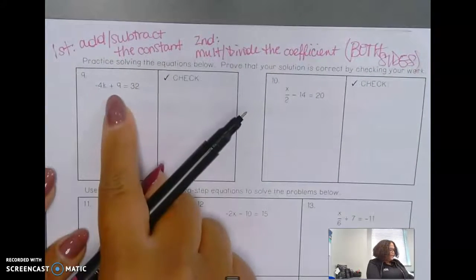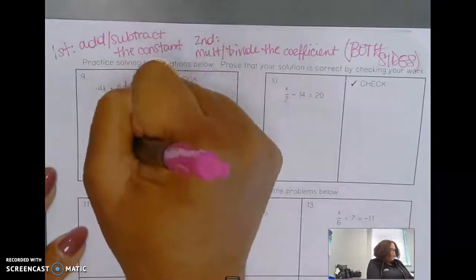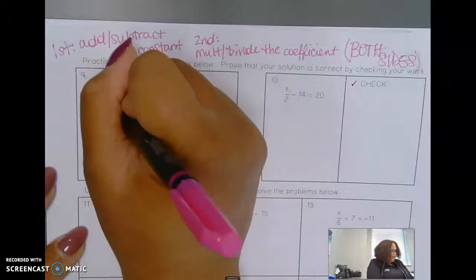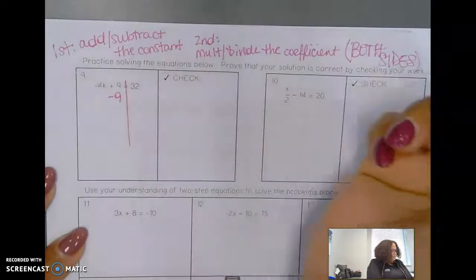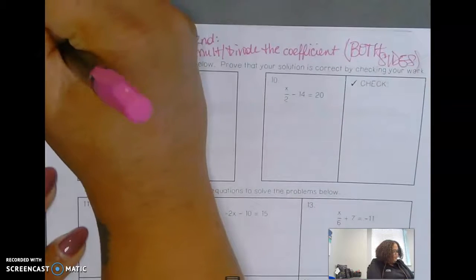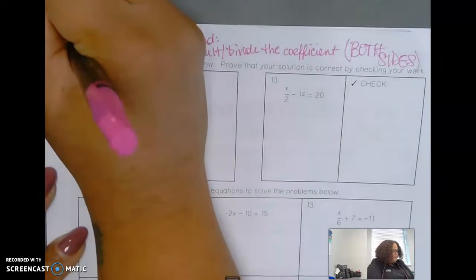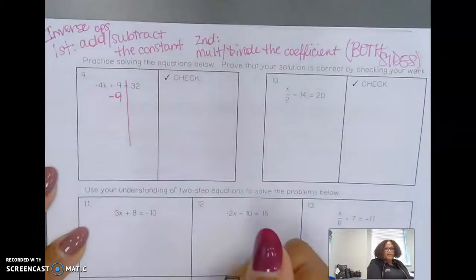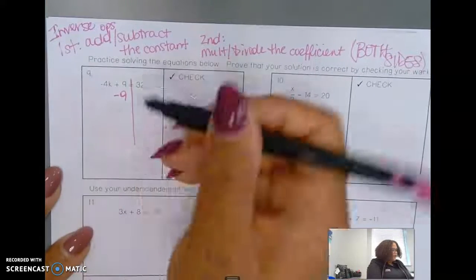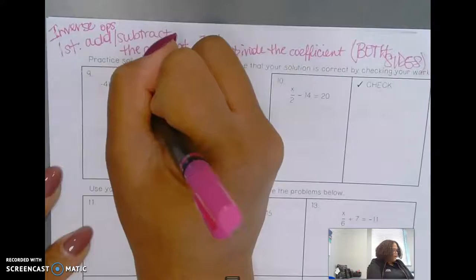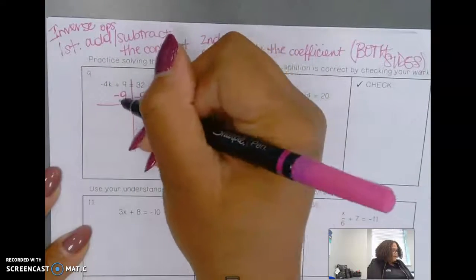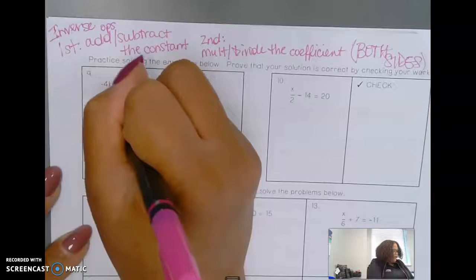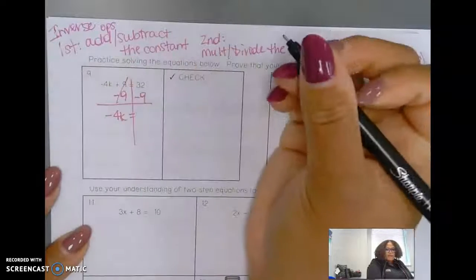So my constant here is 9. Draw a river. The opposite of plus 9 is minus 9. Somewhere up here I need to do inverse. That means opposite. Inverse operations, okay? So I'm going to subtract 9 on the left, subtract 9 on the right. Positive 9 and negative 9 cancel out. I'm left with 0. Negative 4k equals 32 minus 9.